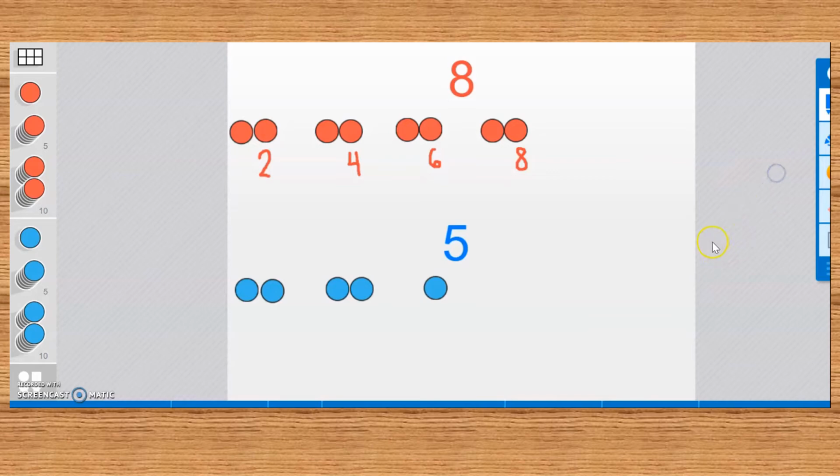But let's see what happens when we have 5 people. Can we put 5 people into pairs and have everyone have a partner? Let's see. I could put 2 together, 4 together, and uh-oh, we have a problem. There is not a partner for the number 5. So that shows me that 5 is an odd number.